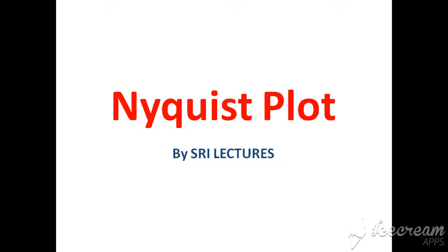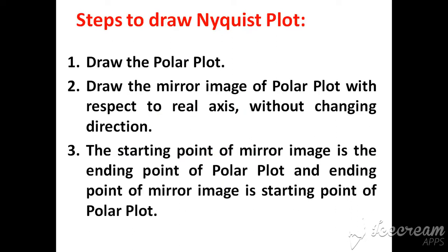So how to draw the Nyquist plot for the given open loop transfer function. These are the steps to follow to draw the Nyquist plot. First point, draw the polar plot. Second point, draw the mirror image of polar plot with respect to real axis without changing direction. Third point, the starting point of mirror image is the ending point of polar plot, and the ending point of mirror image is the starting point of polar plot.